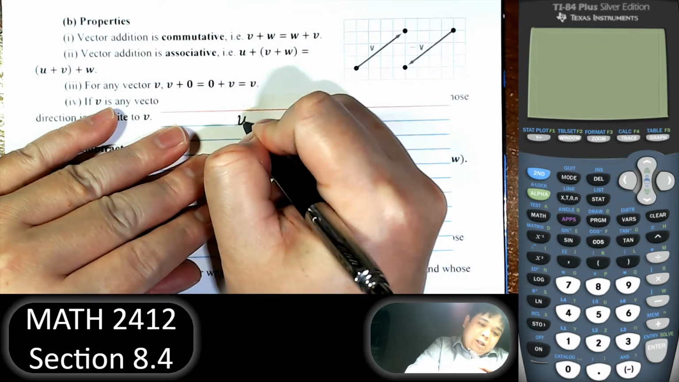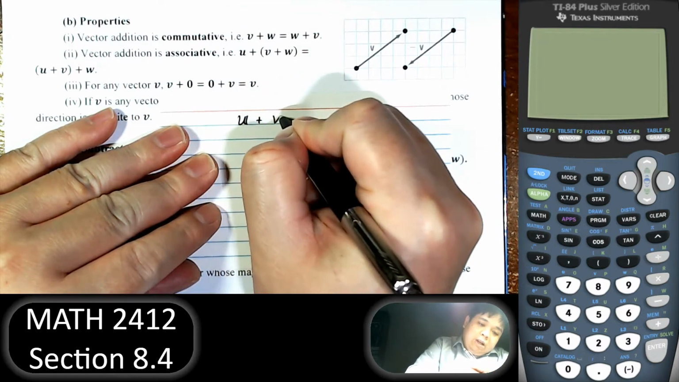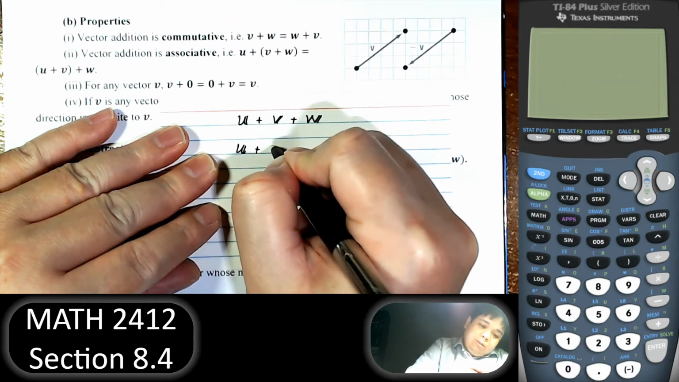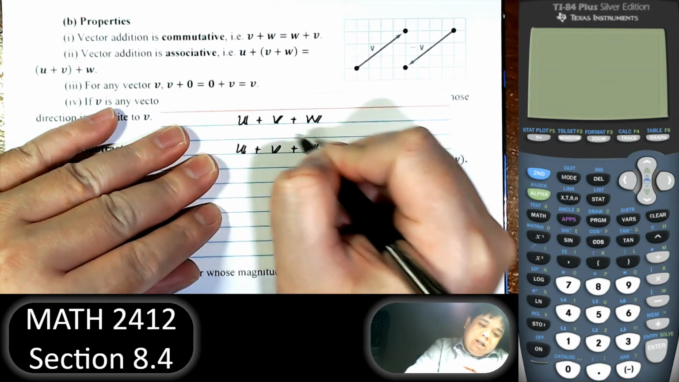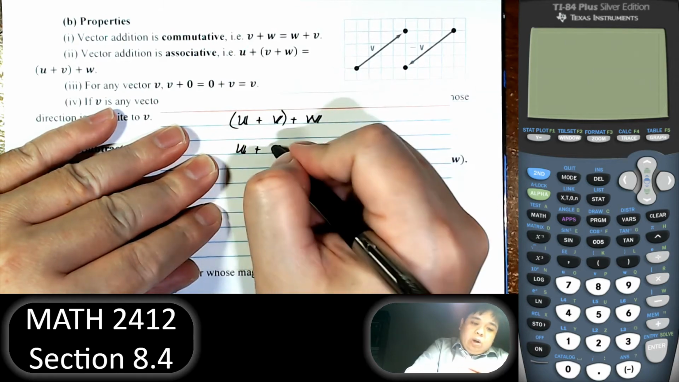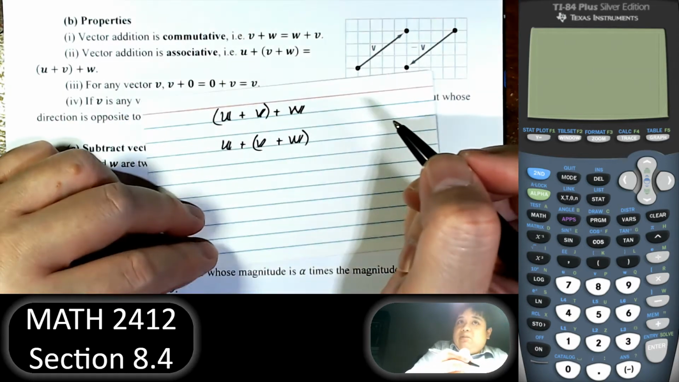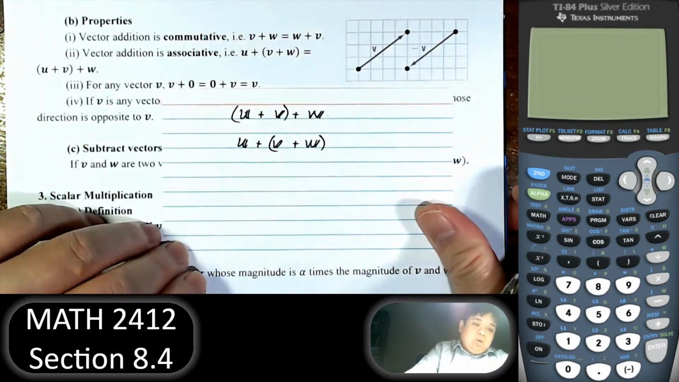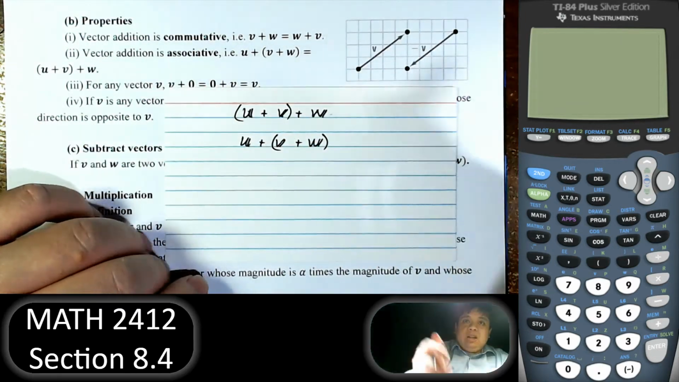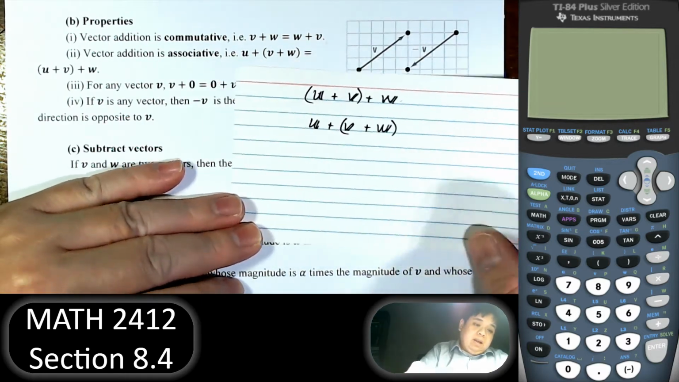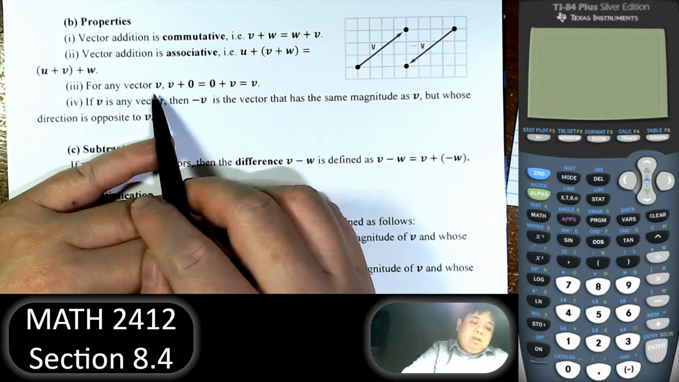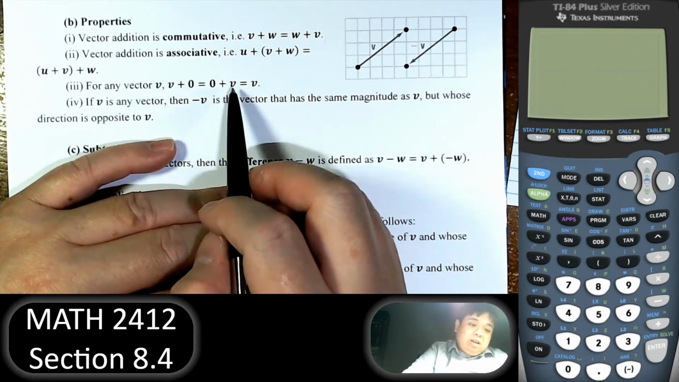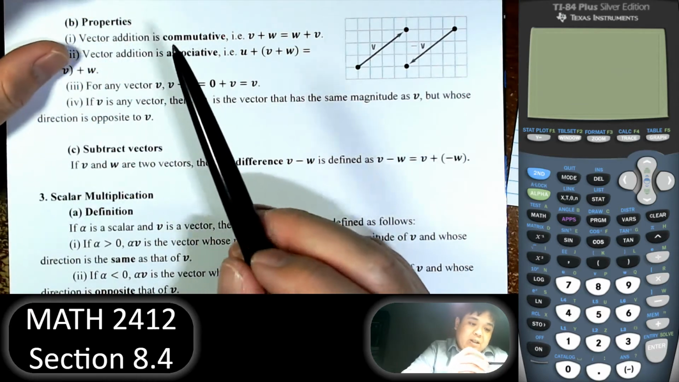So u plus v plus w. Associative means that we can add the first two or we can add the last two first. It doesn't matter. The sum will stay the same. We just move the parentheses, and associative says that if we move the parentheses, the sum is still the same. For any vector v, v plus vector 0 is the same thing. 0 plus vector v is equal to v itself.